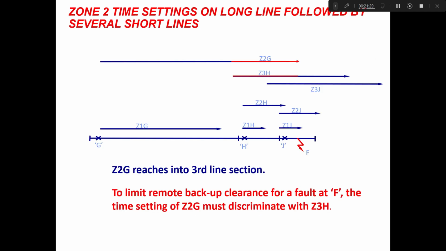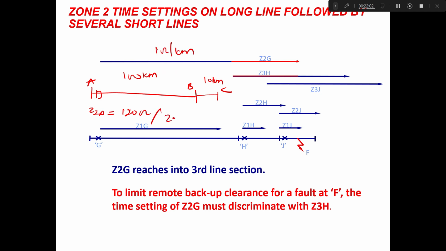Now the important thing, the time settings of a long line followed by several short lines. What does it mean? Suppose you have one long transmission line of 100 kilometers followed by a short transmission line of, suppose, 10 kilometers. In that case, this is zone 2 of the relay at A. Zone 2 relay at A will be 120 ohms, suppose 1 ohm per kilometer. But the zone 2 at this B relay for the BC line will be 12 ohms.